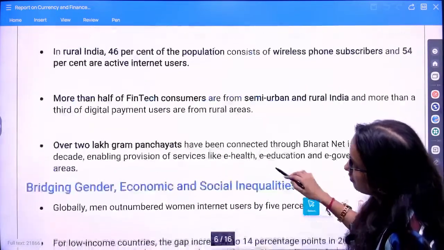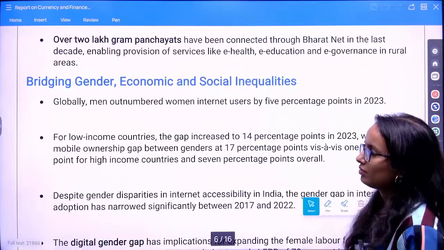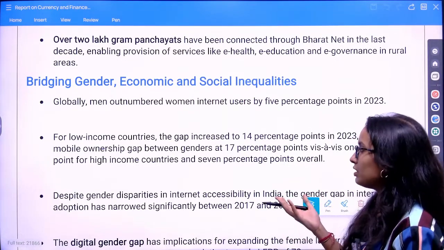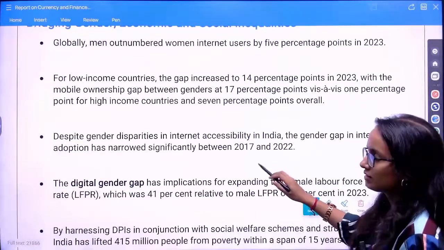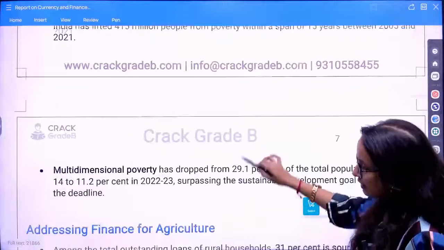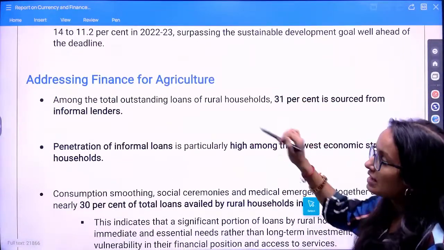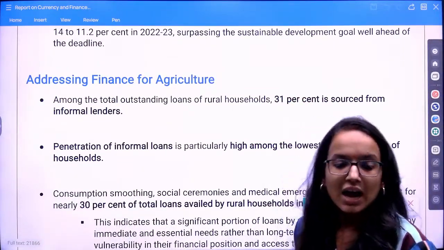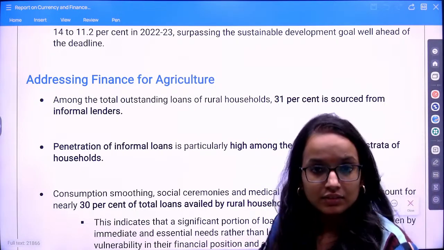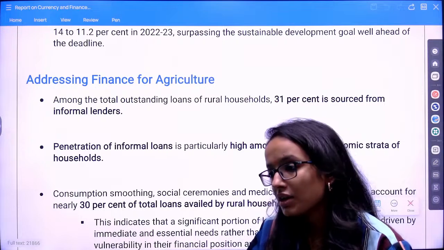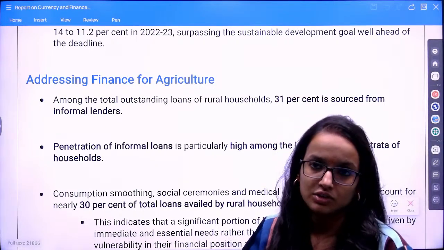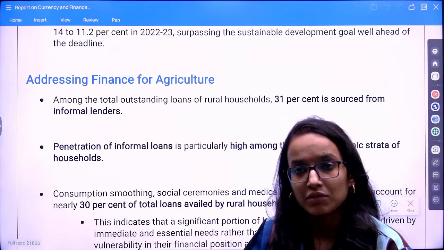So these were the headings which the report has highlighted regarding bridging gender, economic and social inequalities. These were certain facts. Remember whatever I have highlighted as important for you. Next, we have to resume from agriculture, addressing finance for agriculture. How at the global level and at the Indian level we have been able to address the challenges of finance in agriculture with the help of the digital economy and DPI. We will resume from here in the next part of the class.